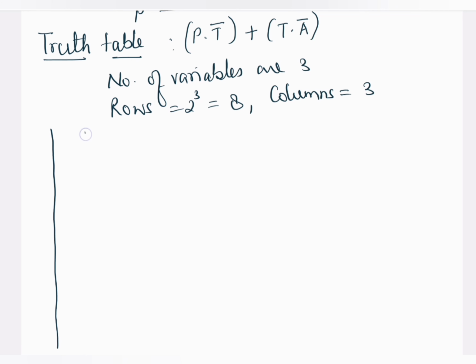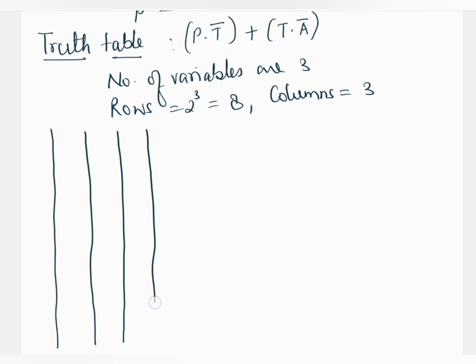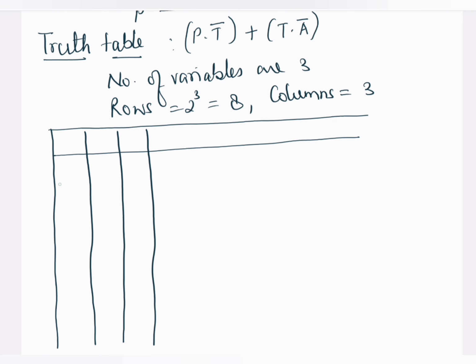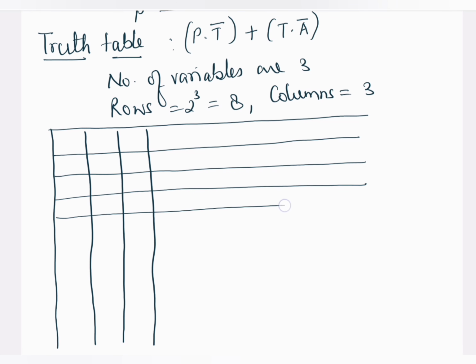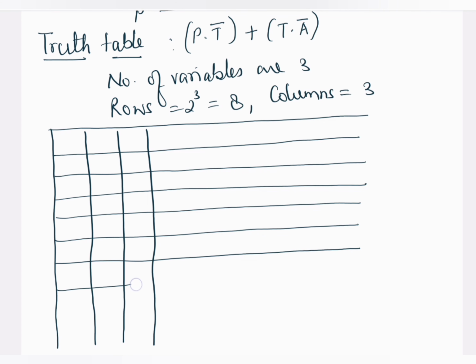3 columns, since we have got the 3 variables. We'll keep adding more as we require them. The first row is for the variables. Then we need 8 more: 1, 2, 3, 4, 5, 6, 7, and 8.